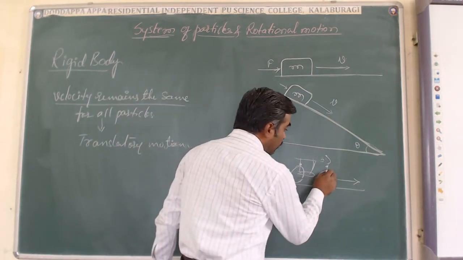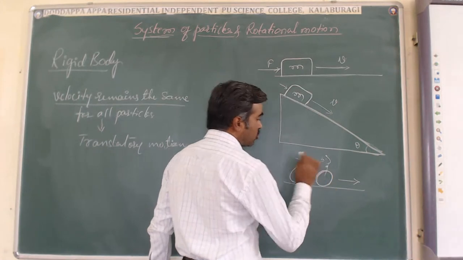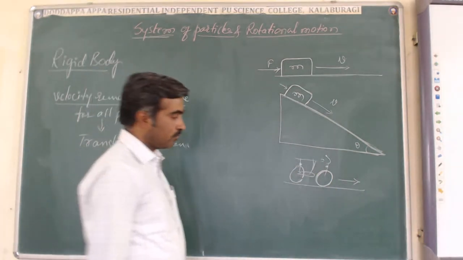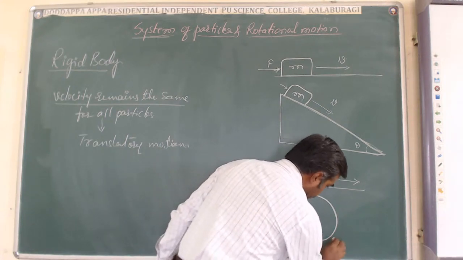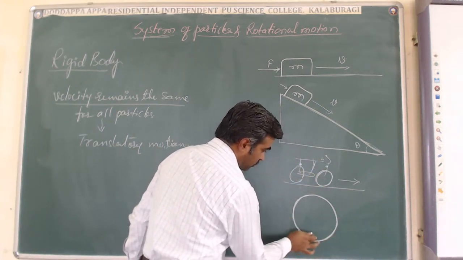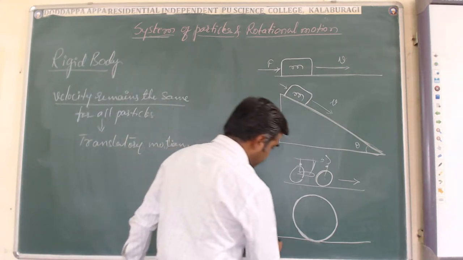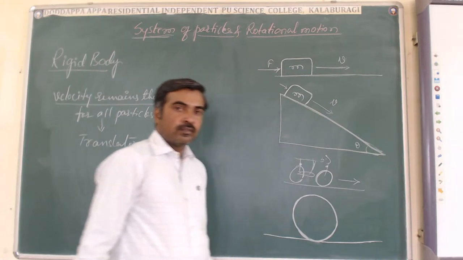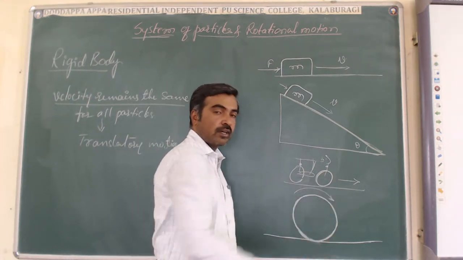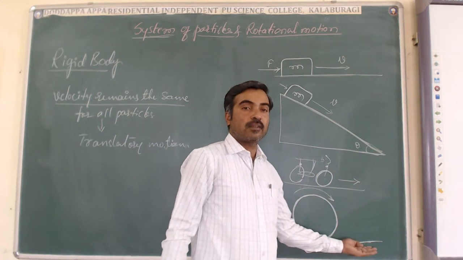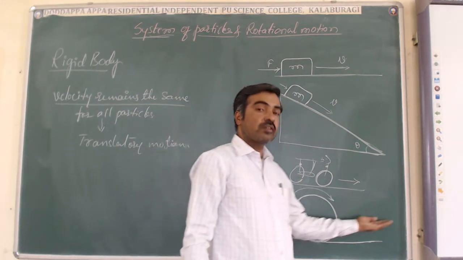And in this bicycle, if I consider a wheel, which is circular in shape, or we can say spherical in shape, if such a spherical object is moving on a plane surface, then it will start rolling over the surface. Like this, it rolls and moves from one point to another point. So here also, the whole body, which is of course spherical in shape, moves with the same velocity.